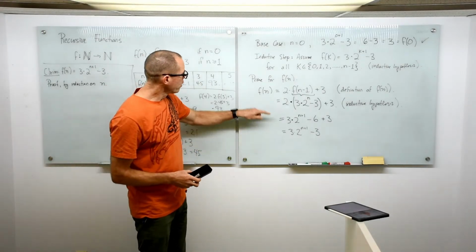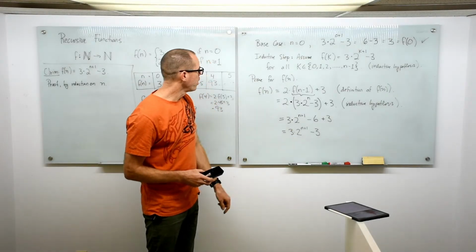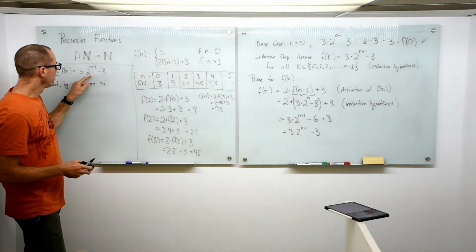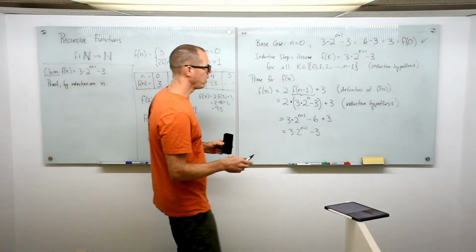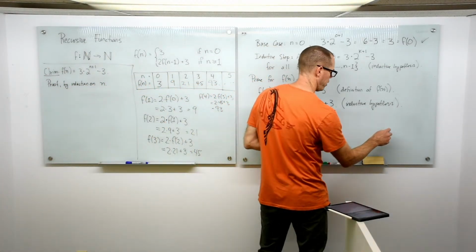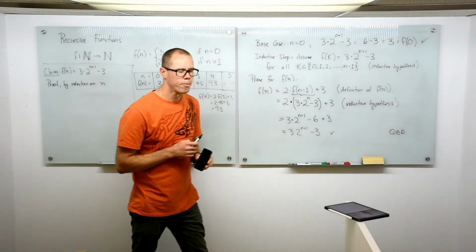Okay, let's check that. So we just proved that f of n equals 3 times 2 to the n plus 1 minus 3. And that is exactly the claim that we're trying to prove. So that's it. We are done. That's the end of the proof. Okay?